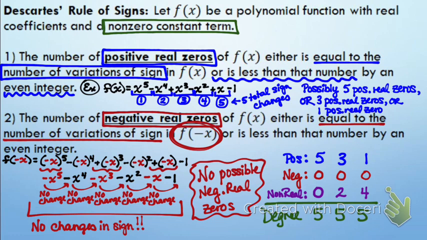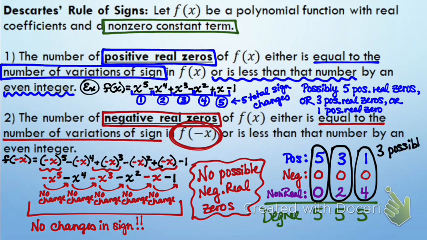So there are 3 possible arrangements. This one, or this one for this polynomial. 3 possible arrangements for the zeros of f of x. It's got to be one of those 3. There are no other possibilities.